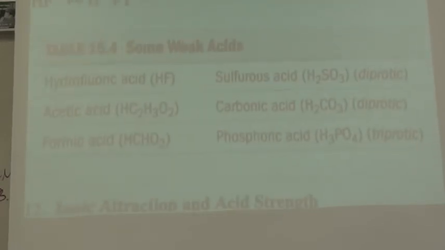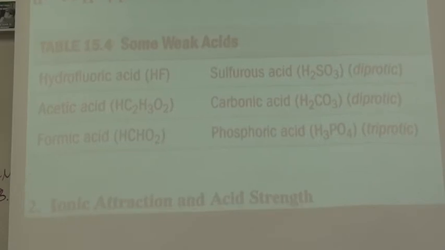Here are some weak acids. There are lots and lots of weak acids. Here are just some that kids get confused about. This is the one that kids mistake for strong all the time. It's not, although that is the acid that etches glass.